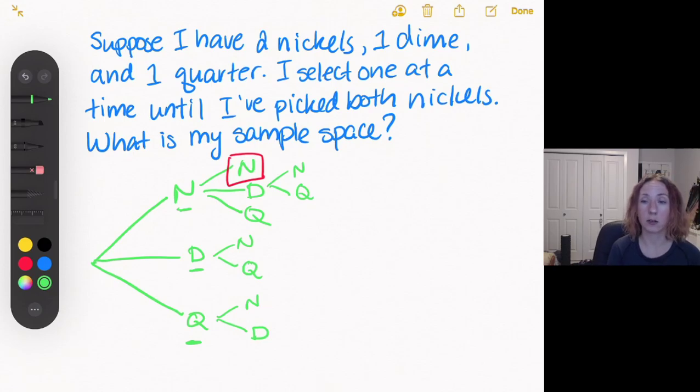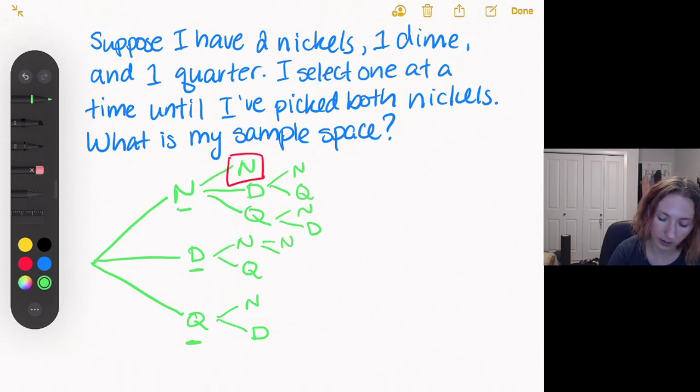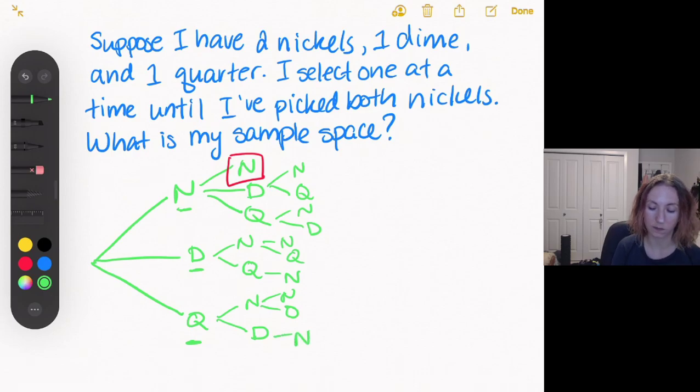If I picked a nickel and a quarter, I would have a nickel and a dime left. The next one, if I picked a dime and a nickel, I would have a nickel and a quarter left. If I picked a dime and a quarter, the only thing left would be my nickels. If I picked a quarter and a nickel, I would have a nickel and a dime left. And if I picked a quarter and a dime, I would only have nickels left. So let's see which ones have ended.